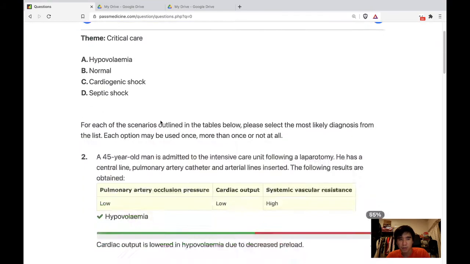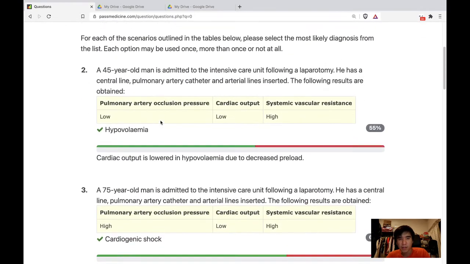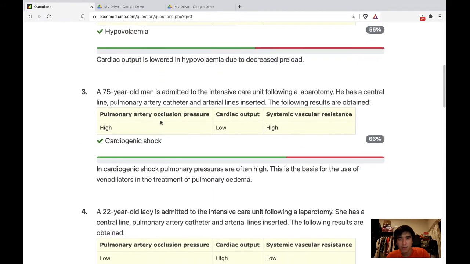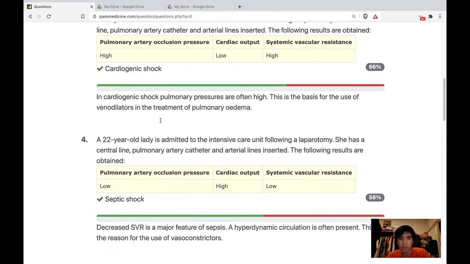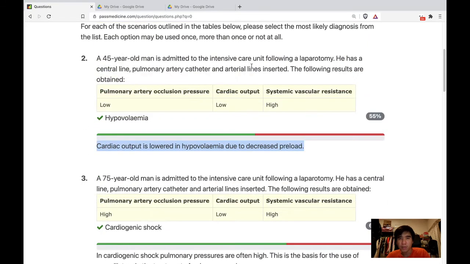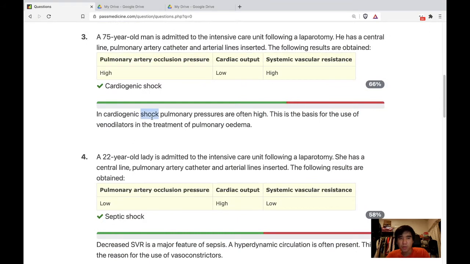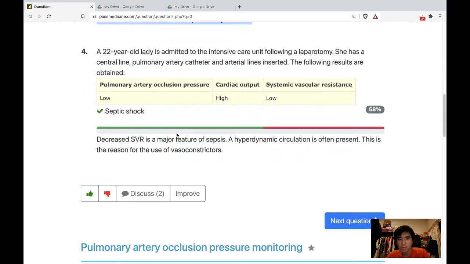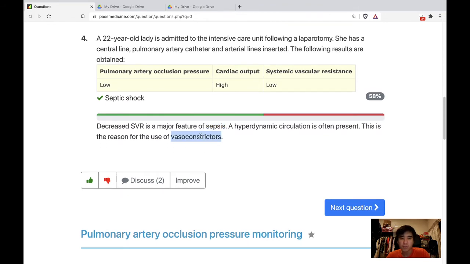Let's see. So first answer is correct, hypovolemia. Second answer is correct, cardiogenic, and third answer is correct, septic shock. Cardiac output is lowered in hypovolemia due to decreased preload. In cardiogenic shock, pulmonary pressures are often high. This is the basis for the use of vasodilators in the treatment of pulmonary edema. Decreased systemic vascular resistance is a major feature of sepsis. A hyperdynamic circulation is often present. This is the reason for the use of vasoconstrictors.